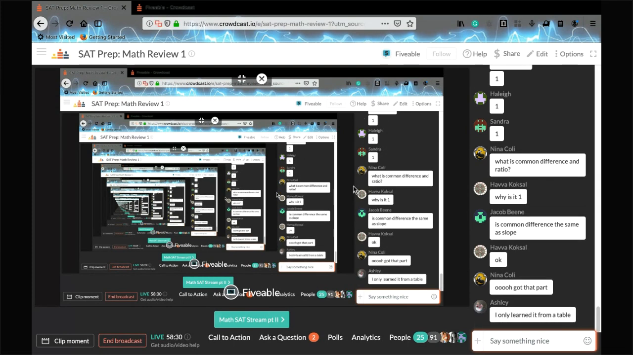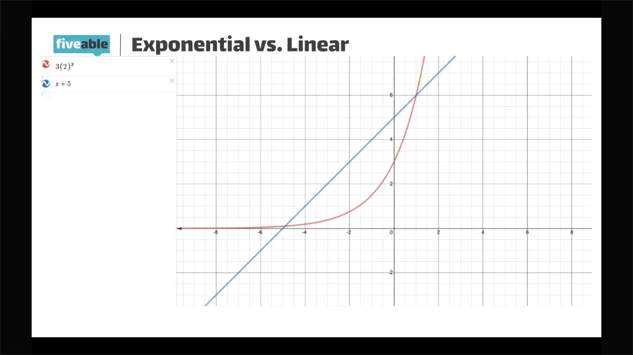You only learned it from a table? All right. So, okay, so this is a good baseline example. All right. So common difference, yes.